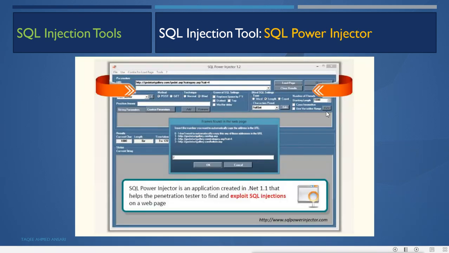Then we have SQL Power Injector. This is also a tool where you can inject into an application. It is an application created in .NET 1.1, and it helps penetration testers to find and exploit SQL injection on web pages. It has an option to craft the queries also. We can craft GET requests and POST requests, and we have different options of queries.